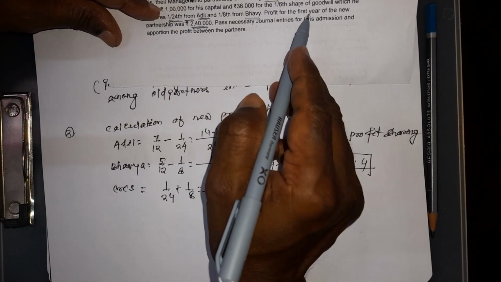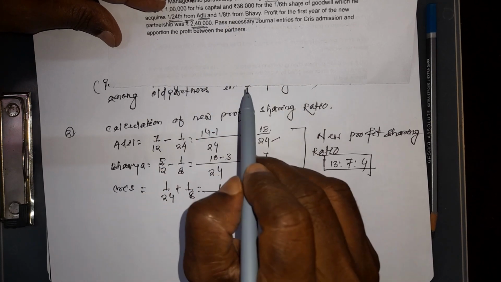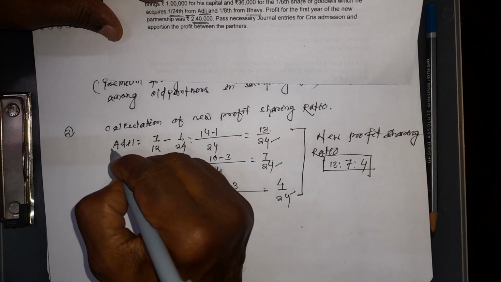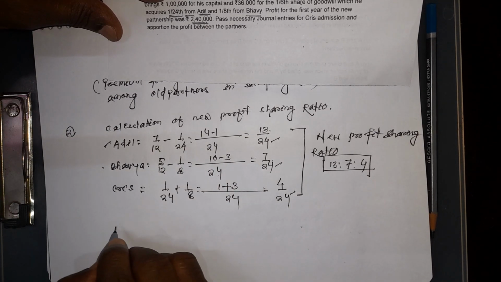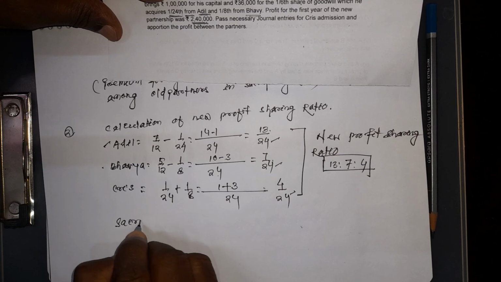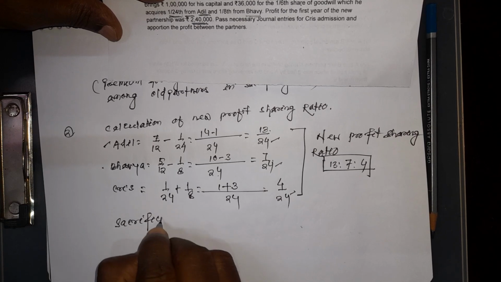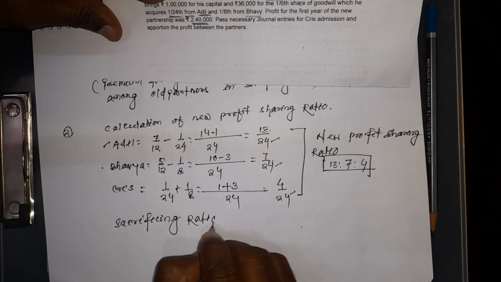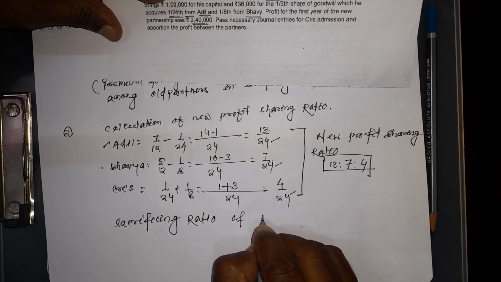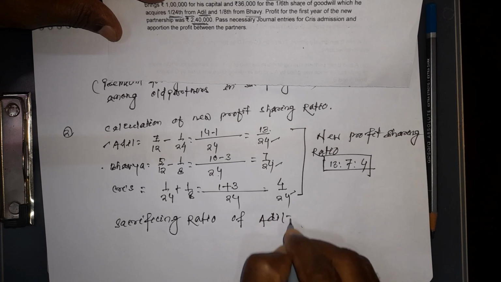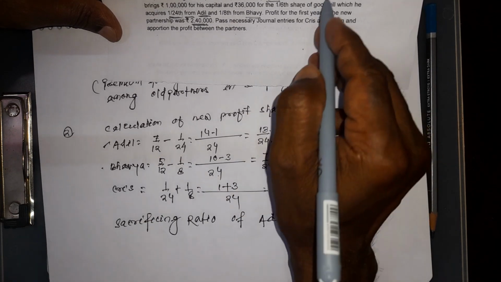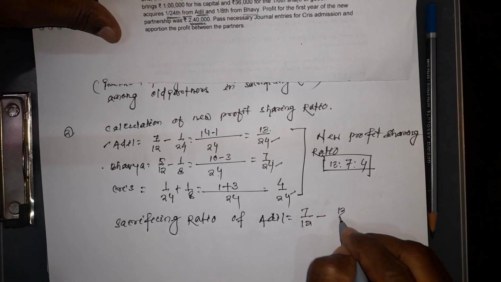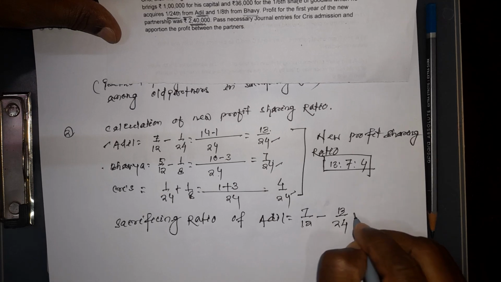Now we can calculate the sacrificing ratio. You can directly calculate it, but let me explain. We will calculate the sacrificing ratio for the old partners, Adil and Bhavya. For Adil, what is the old share? 7 by 12. What is the new share? 13 by 24. This is the formula.